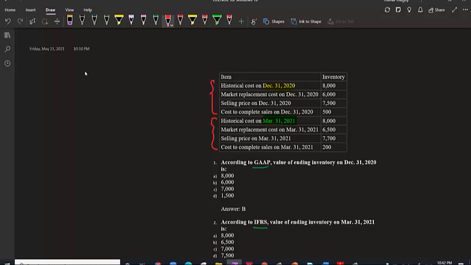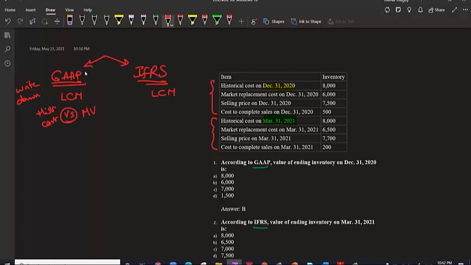You're asked once to apply GAAP and once to apply IFRS. Here we have the rules regarding write-downs. Under GAAP, we use the LCM, and IFRS also uses the LCM. We choose the lower of cost or market, but we compare between which two items? Under GAAP, we compare between historical cost and the market value, while under IFRS we compare between historical cost and net realizable value.